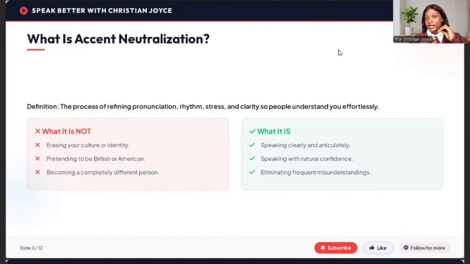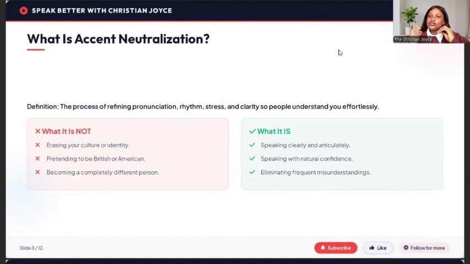I love local accents. I like people who speak with their natural native accent. But because we're in a global community and people want to communicate in such a way that people understand what you're saying, especially in the English language, this comes into play. So first, what is the definition of accent neutralization? It's the process of refining your pronunciation, rhythm, stress, and clarity so people understand you effortlessly.